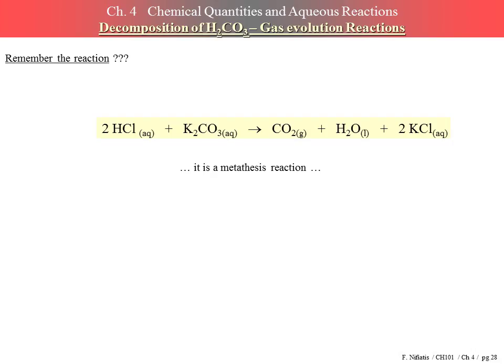Consider the reaction. Hydrochloric acid is reacting with potassium carbonate in order to give carbon dioxide, water, and potassium chloride. A very similar reaction we are going to do in the lab as well. This is a metathesis reaction despite the fact that it doesn't seem to be one. Let's see how we are going to do it.